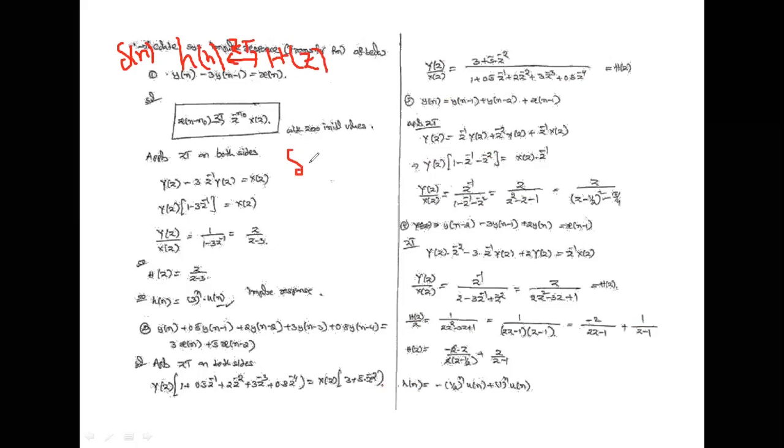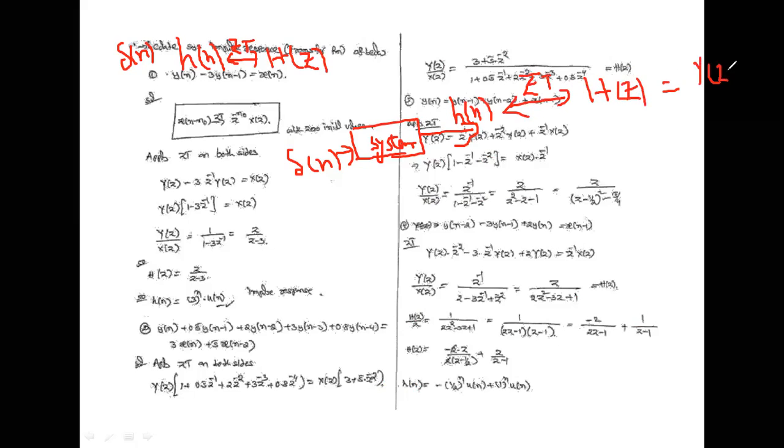Delta of n is given to the system, a linear time invariant system. The response is impulse response, nothing but the h of n. For the impulse signal passes through the system, we'll get the impulse response. And this impulse response, whatever we got, apply the z transformation, we'll get the h of z, calling it as y of z by the x of z is a system transfer function or system function. Got it, my dear students?